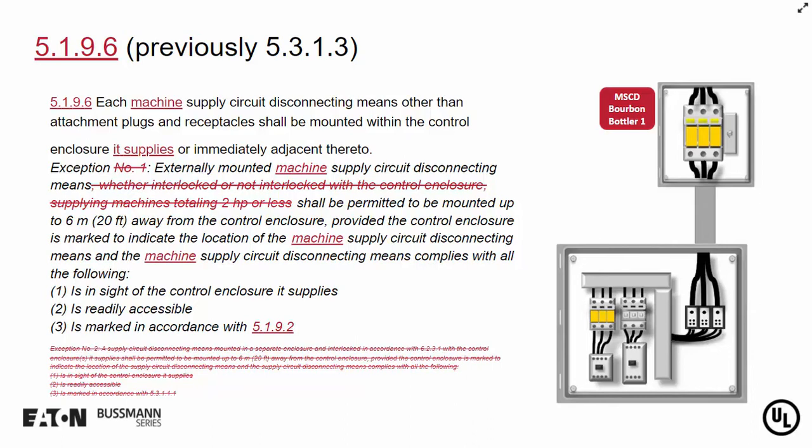Now, obviously, for a variety of reasons, it may not be possible to include that disconnect in the enclosure it controls, or perhaps it may not be desirable. So there is an exception to that. And one common reason why you might require the disconnect outside of the primary control cabinet is perhaps from a safety standpoint. Here we have a picture of bourbon bottler one.